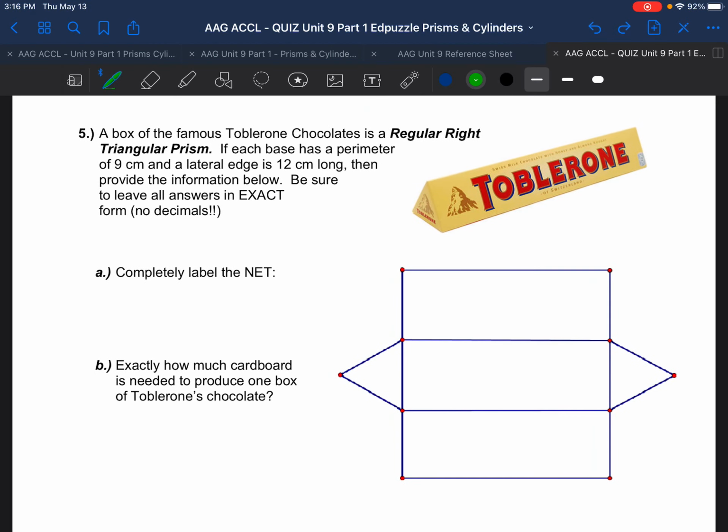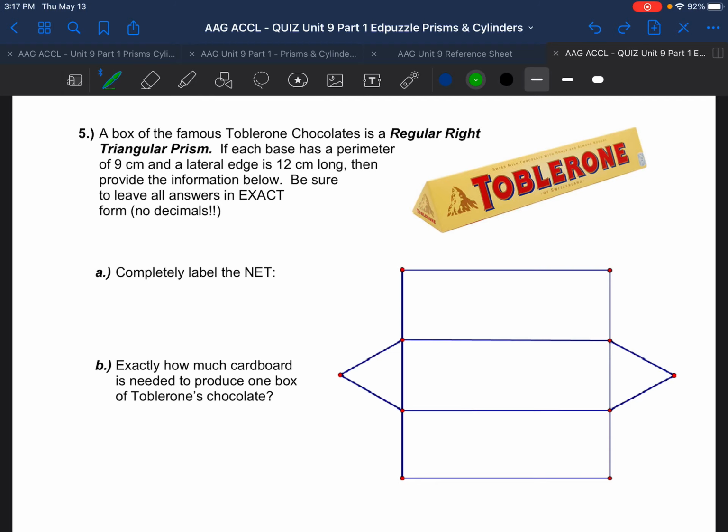All right, ladies and gentlemen, this brings us to our last question, question number 5. A box of the famous Toblerone chocolates. Guys, if you've never had Toblerone chocolates, I highly recommend them. But anyway, they come in this cool box, all right? It says the box of the chocolates is a regular triangular prism. If each base has a perimeter of 9 centimeters and a lateral edge is 12 centimeters long, then provide the information below. We are going to leave our answers in exact form, no decimals.